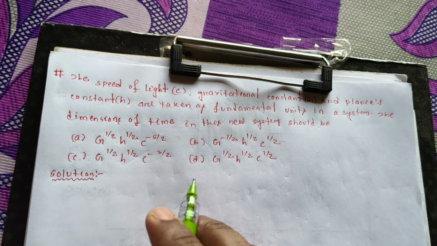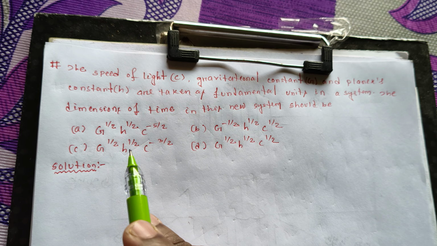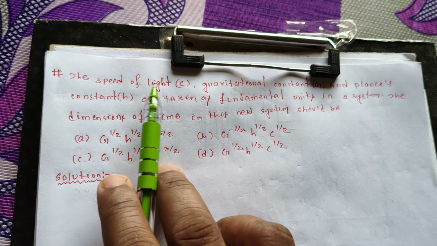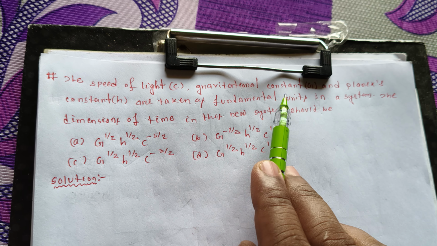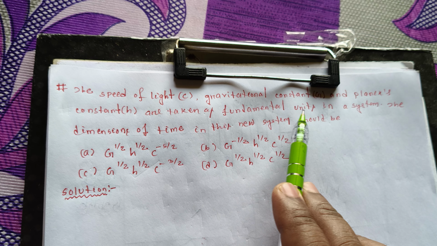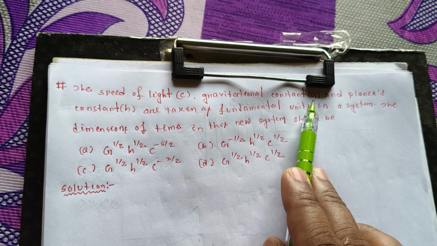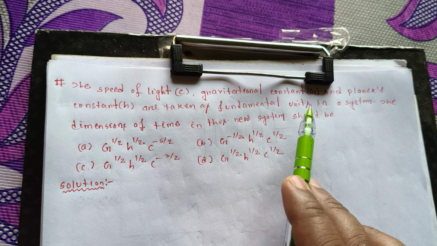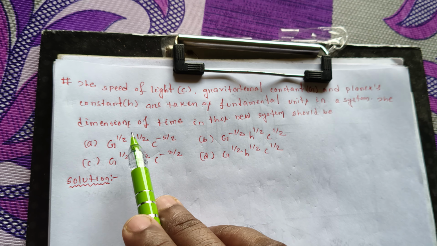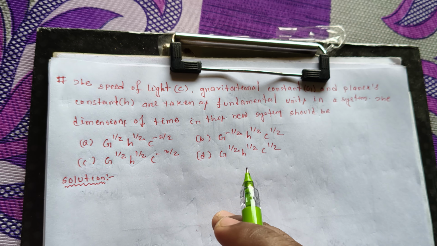So this question is very important towards any competitive exams. Basically, for NEET and IIT questions. The speed of light c, gravitational constant G, and Planck constant h are taken as the fundamental units. In a system, the dimension of time in the new system should be how much?